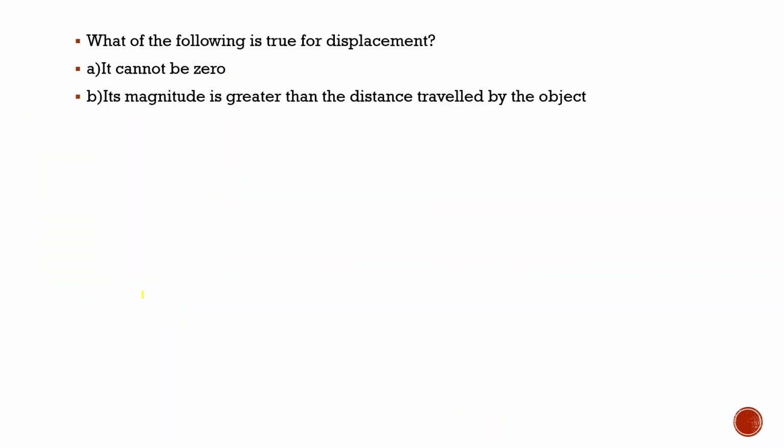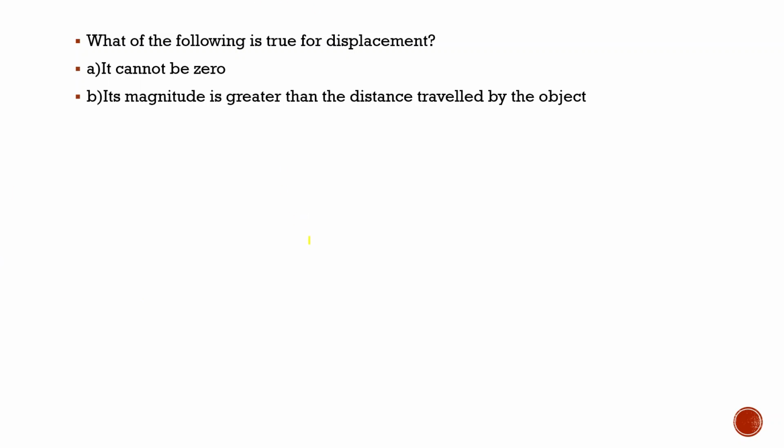Now heading on to the last question. Which of the following is true for displacement? It cannot be zero. Its magnitude is greater than the distance traveled by the object. Okay, first one, it cannot be zero. How can it not be zero? Displacement is a vector quantity. It can be positive, negative, or zero. So the first one is false. The second one is true?